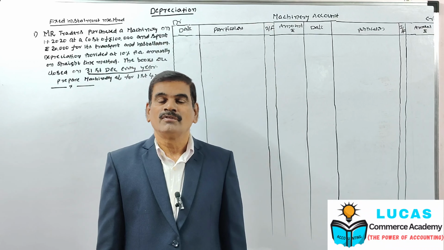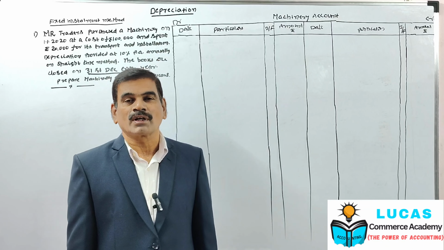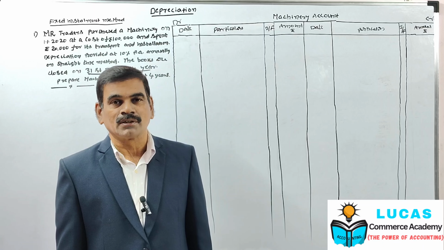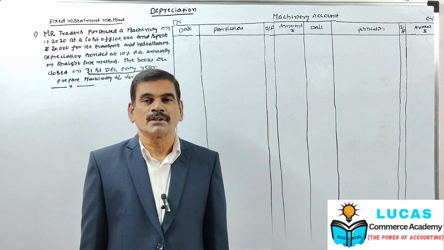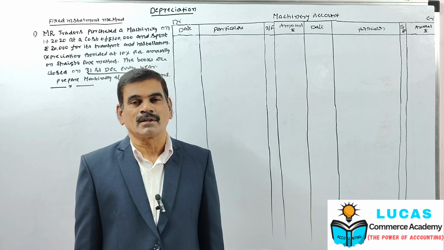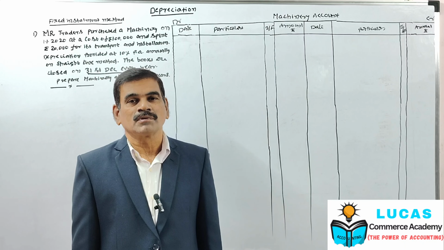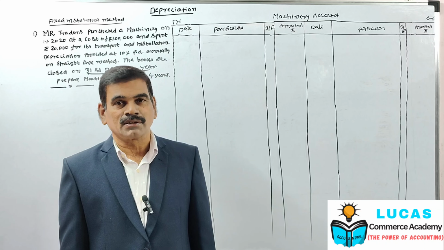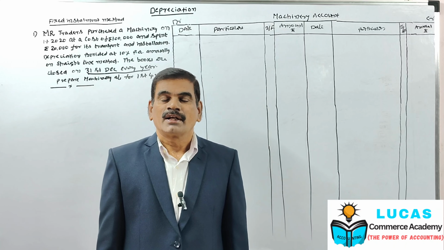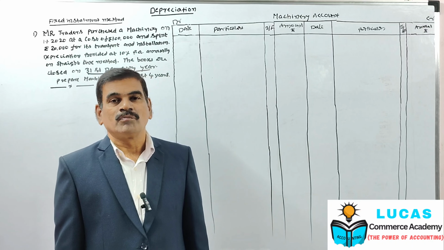Under this method, we are using two formulas for calculation of annual depreciation. The first one is annual depreciation equal to cost of asset into rate of depreciation by 100. Cost of asset means original cost of purchase plus transportation and installation charges incurred. Rate of depreciation is directly given in the problem, divided by 100.